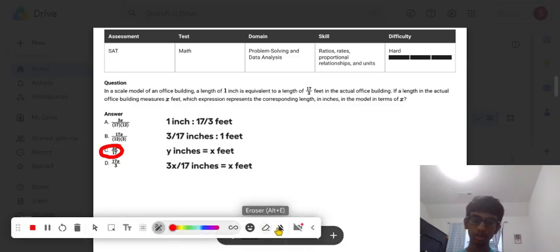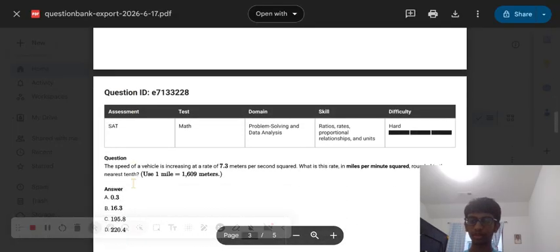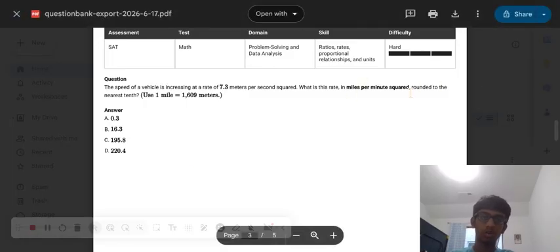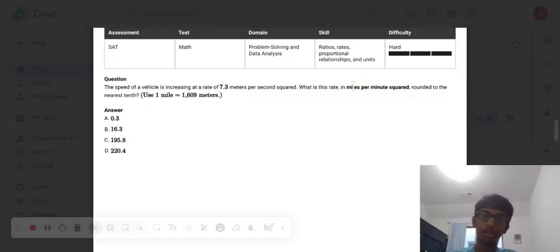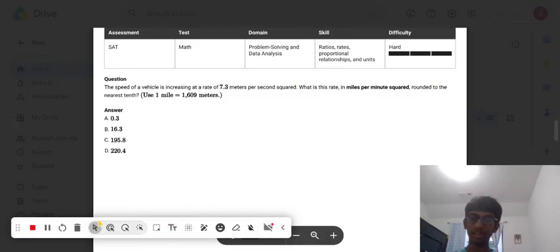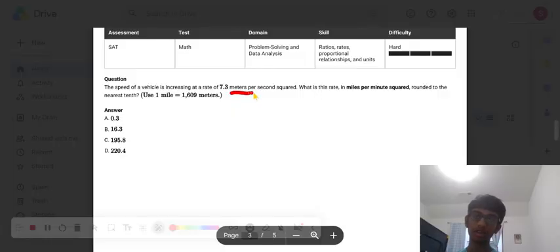And now moving on to our next question, where the speed of a vehicle is increasing at a rate of 7.3 meters per second squared. What is the rate in miles per minute squared, rounded to the nearest tenth? Okay, now look at this. We have units of meters per second squared, and we turn it to miles per minute squared, right?